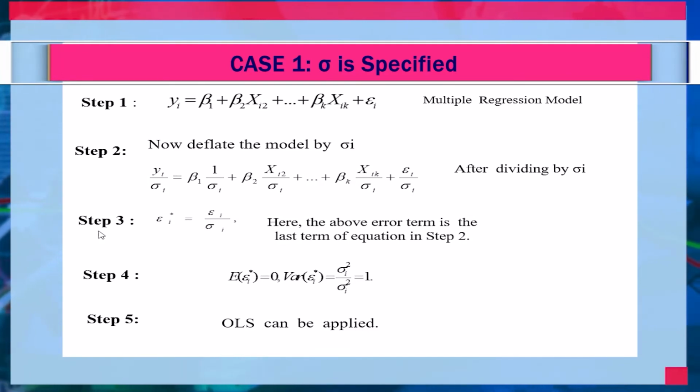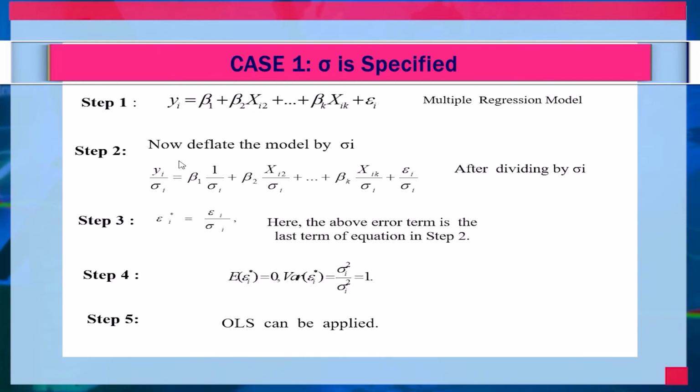In step 1, we start with our basic multiple regression model where we observe yi is the dependent variable, xi2 to xik, because it's a k variable multiple regression model, with the presence of a disturbance term epsilon i, and betas are the slope coefficients from beta 2 to beta k, which has a k cross 1 dimension, and beta 1 is the intercept. Now we go to step 2.